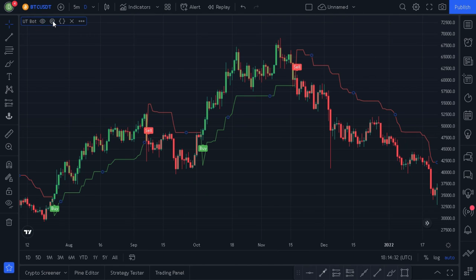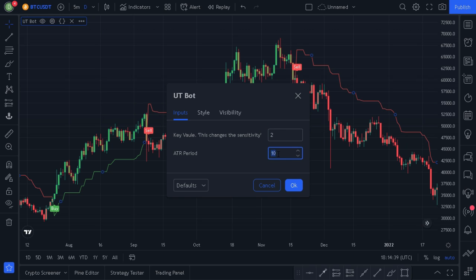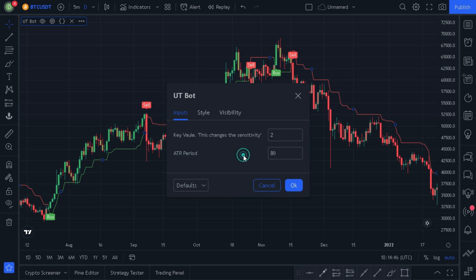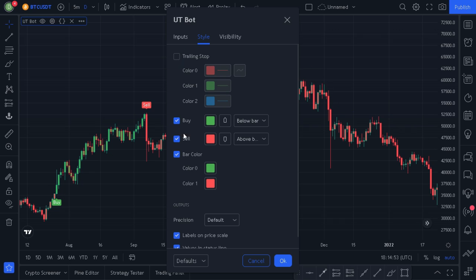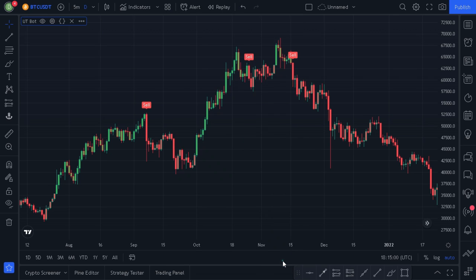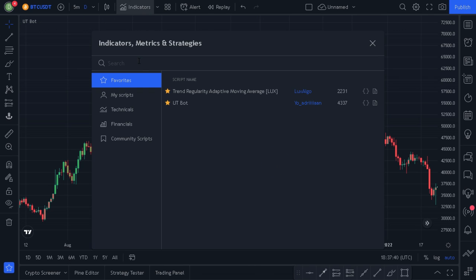Now go to Settings and set the key value to 2 and the ATR period to 80. Go to the Style section and uncheck the trailing stop and the buy option. After the setting, go to the Indicators tab again.